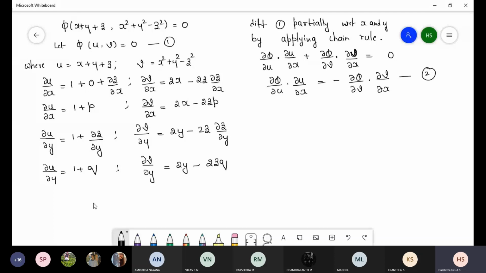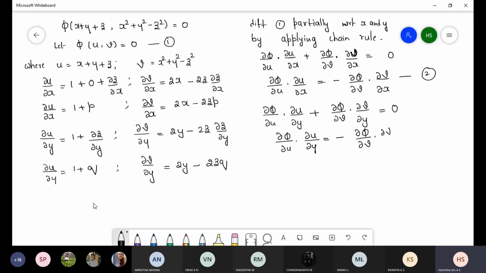Same thing with respect to y. So dou phi by dou u into dou u by dou y plus dou phi by dou v into dou v by dou y is equal to 0. Again, dou phi by dou u into dou u by dou y is equal to minus dou phi by dou v into dou v by dou y. Call this equation 3.